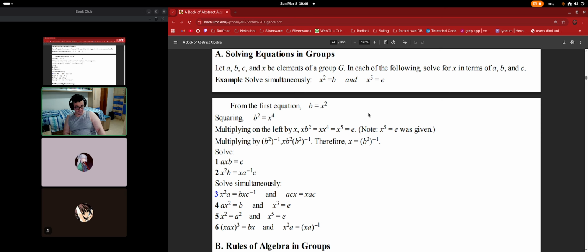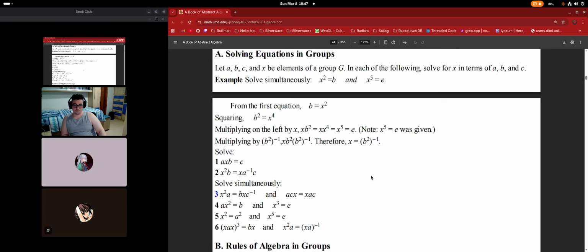and when we say you have to solve, you have to find the value of x. So by the first equation, you can square both sides, and then you multiply on the left by x, you have this, but this we know what it is, which is e, and then you can pick multiplying by b squared inverse, then you have this, and you know that this is equal to identity, which means that these must disappear, right?